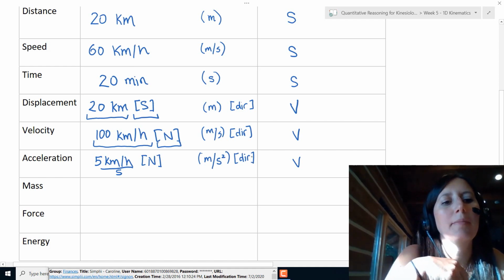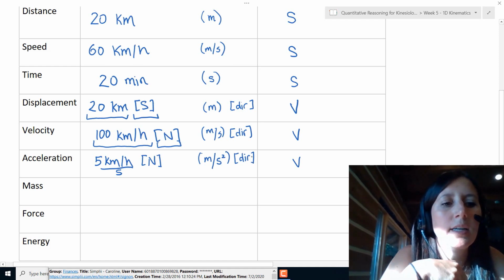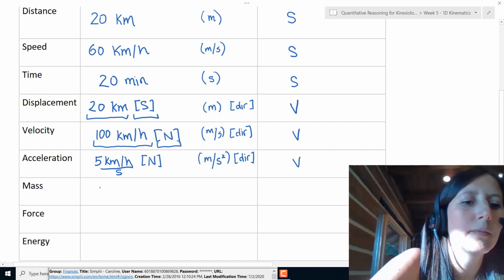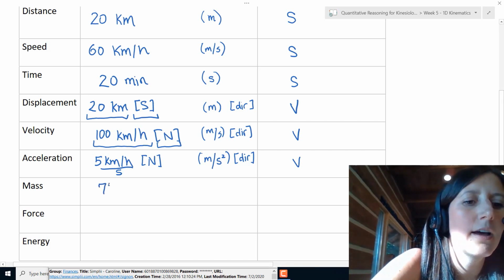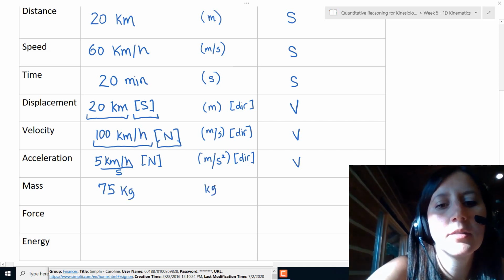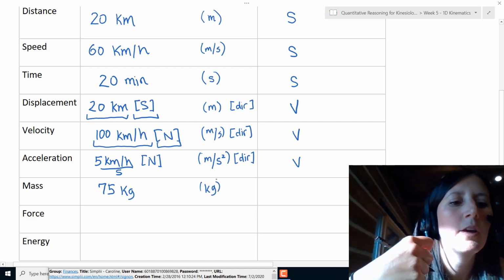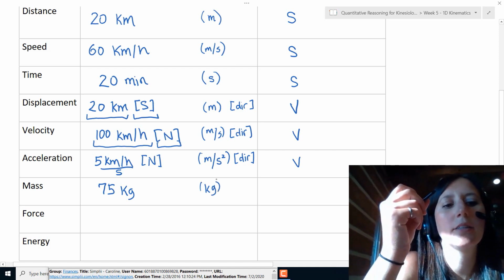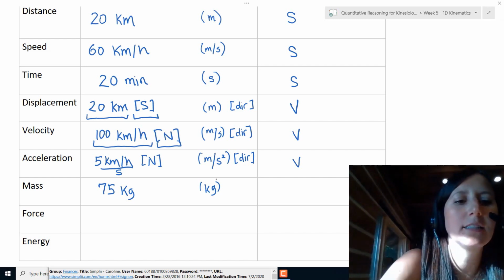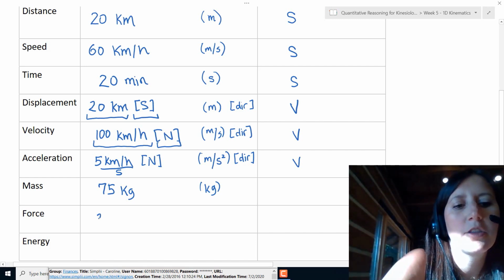Okay, all right, mass. So mass is, for example, my mass might be something like 75 kilograms. The SI unit for mass is kilograms. Force. This would be like a force that's acting on an object. Let's say the force acting on an object is 30 newtons.